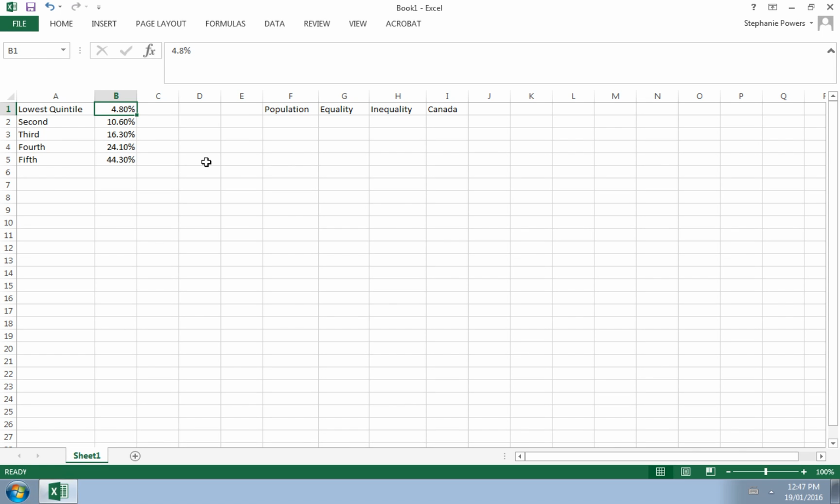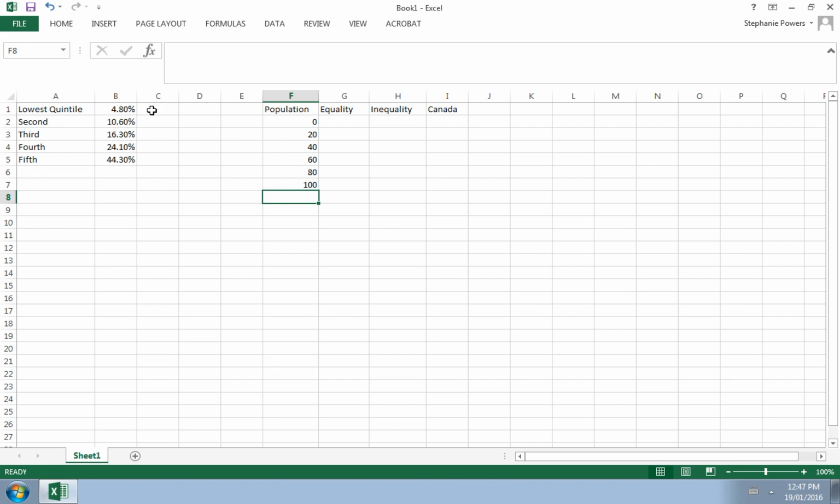of income in Canada. The second quintile, so that's 20%, that have the second lowest income, they have about 10.6% of income here in Canada. In order to create a Lorenz curve, we need to look at not what each 20% has, but we need to look at it cumulatively. So what we're looking at is as we go from a population of 0% to 20%, to 40%, to 60%, to 80%, to 100% of the population, how much income do they have?